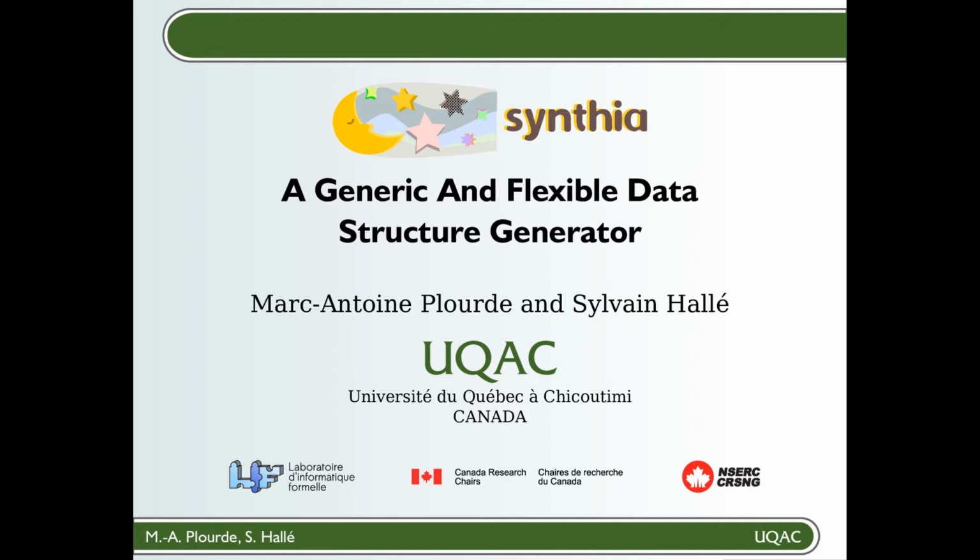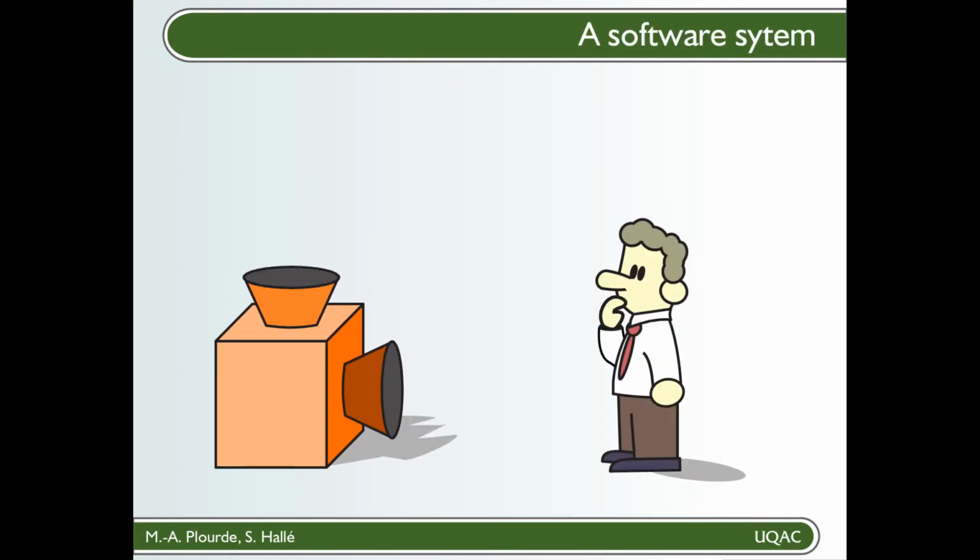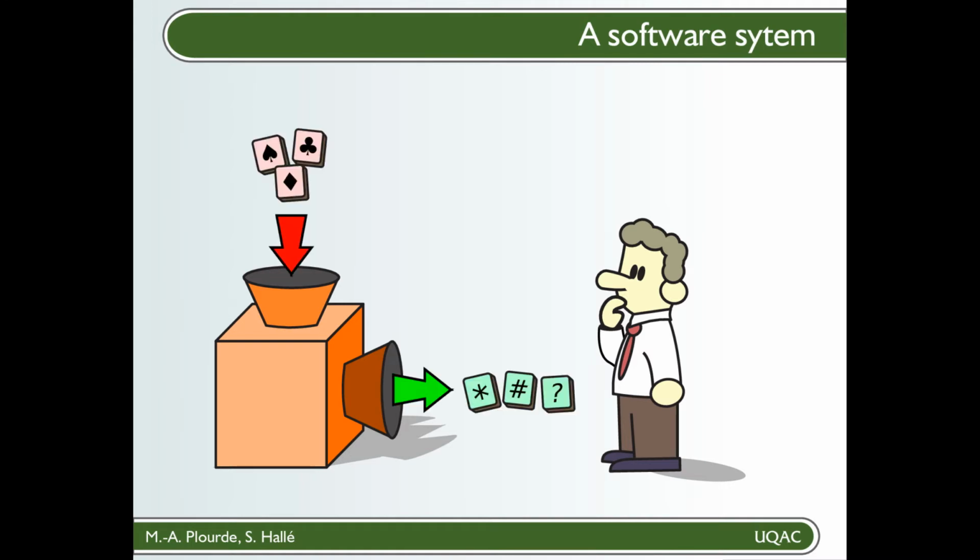Before going into the details of how Synthia works and what can be done with it, it might be worth taking a step back and asking under what circumstances one would need to generate objects. A typical software system, be it a single function, a larger library, or a full-fledged program, can coarsely be seen as a process that ingests input of some kind and transforms it to produce outputs of another kind.